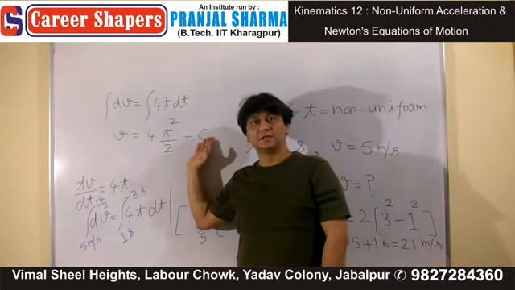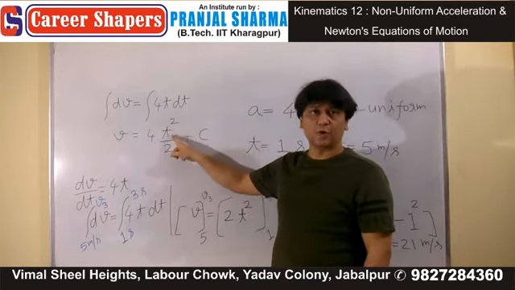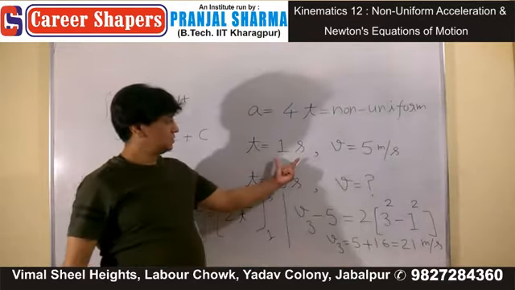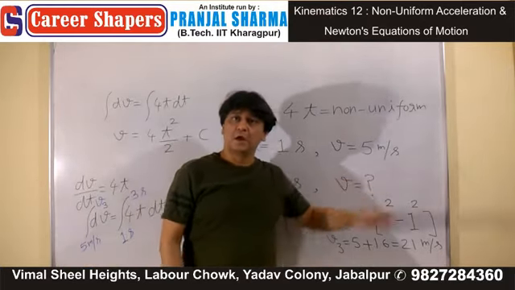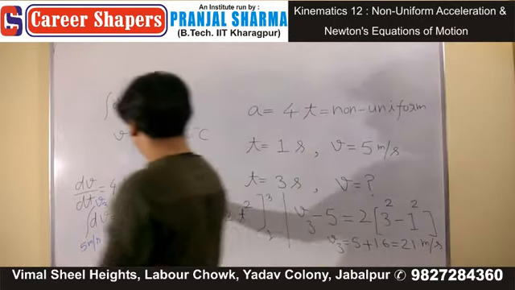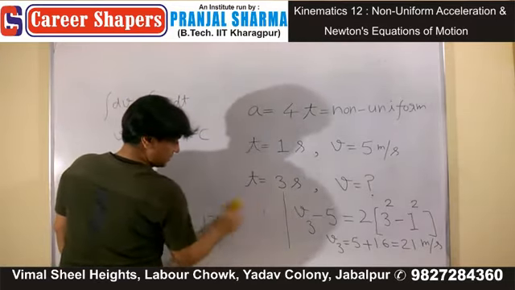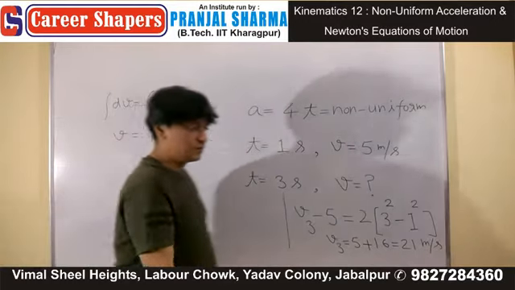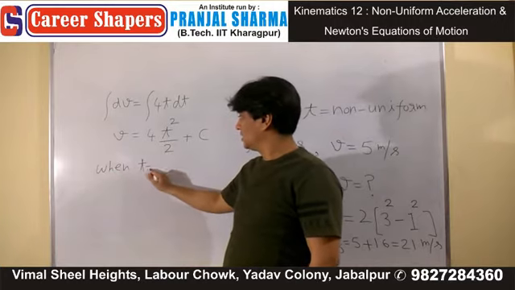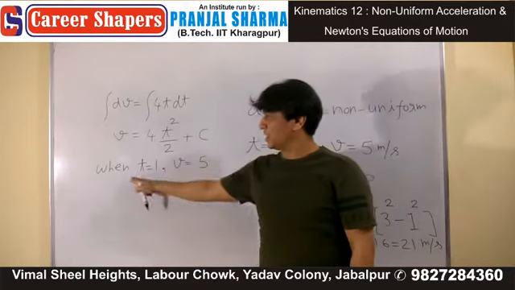Now what this equation tells us is that you can find v if you are given the value of time. We had no idea what this constant of integration is. So we used the information given in the question. The question is telling us that when time is 1 second, when t is 1, velocity is 5.